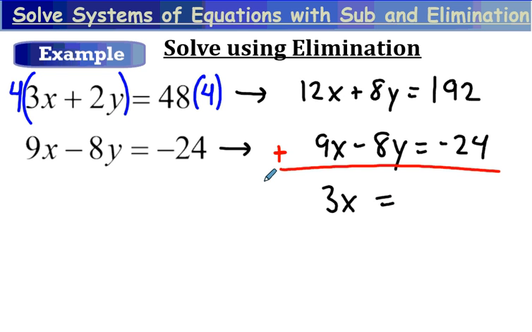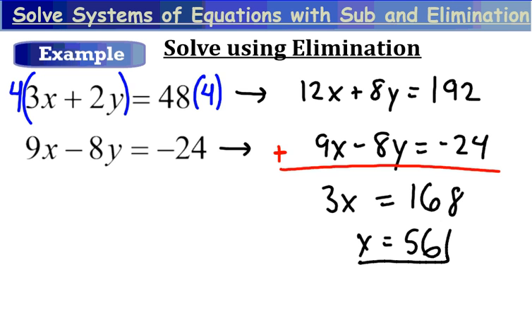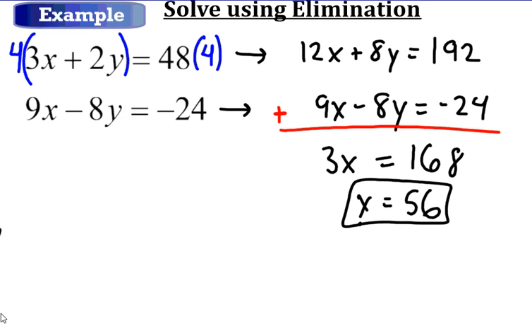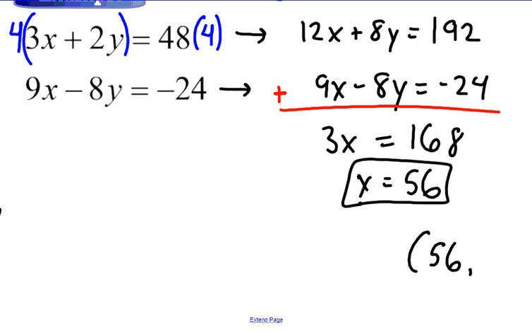192 plus -24 turns out to be 168. If I divide that by 3 to get x, I get that x is 56. So I'm halfway there. I know that these two lines are going to cross when x is 56.